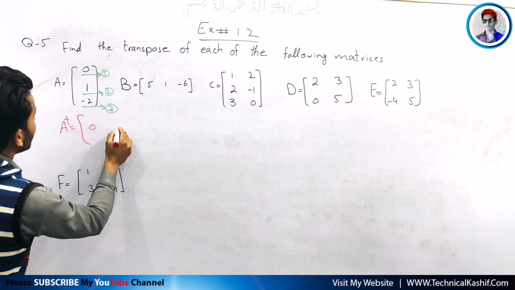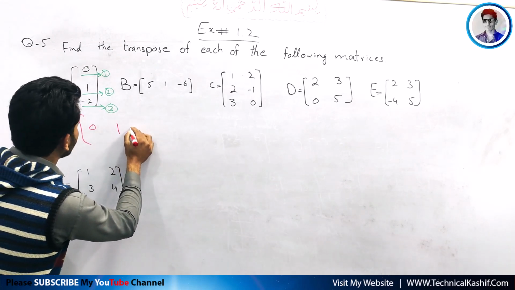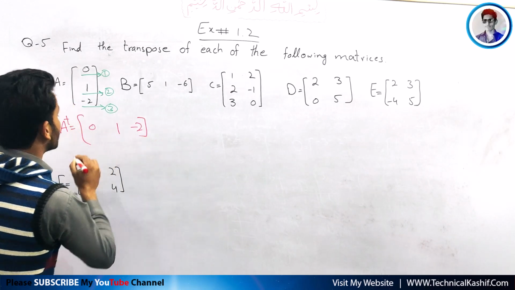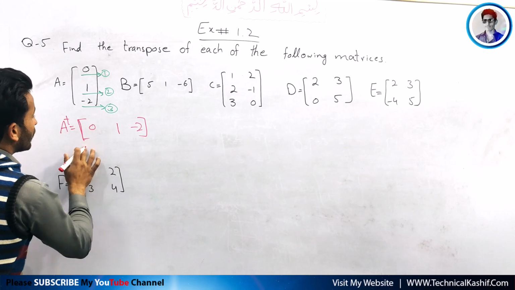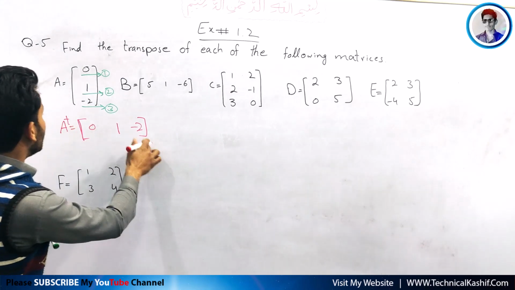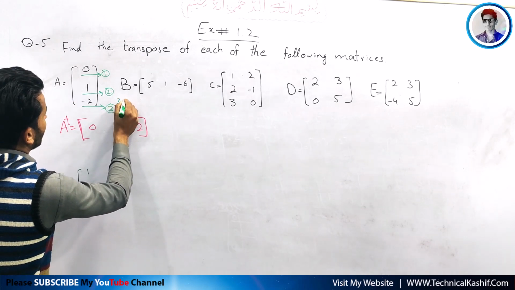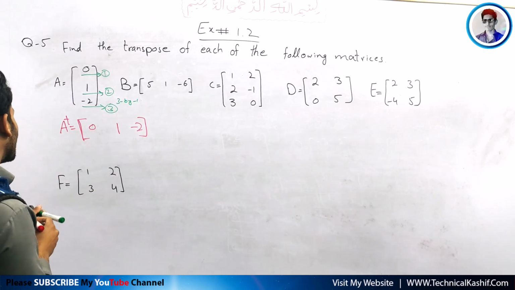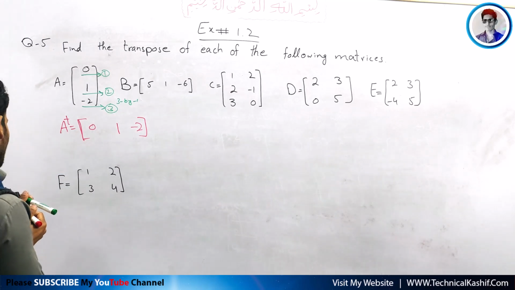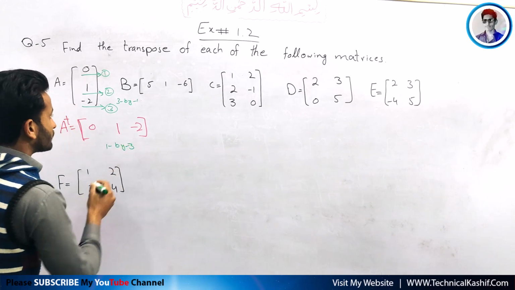Second row is 1, second column is 1, and third row is -2, and third column is -2 in this question. So it is a column matrix of order 1 by 3. In case of matrix A, it is of order 3 by 1, but when we take its transpose, it becomes a matrix of order 1 by 3.